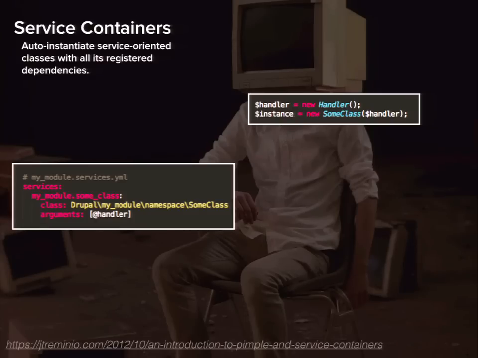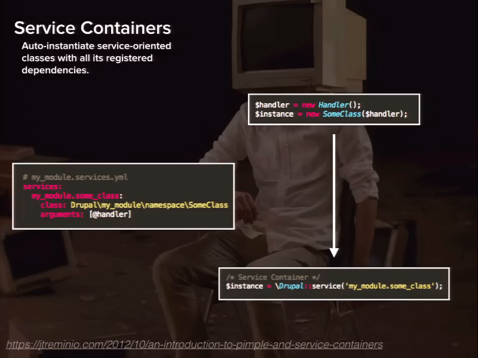So in my case with the sum class, inside of my module.services.yaml file is where I can basically describe my service. I'm providing a machine name, my module.sum class, and I'm defining where the class can be found, what the namespace is, and I'm passing in the arguments. My arguments are pointing to something called @handler, which is the machine name of the dependent service container. Somewhere out there, there is a handler service that's being described that will, in turn, describe its own dependencies, and it's just like daisy chaining across the board. And when I want to instantiate a sum class, all I have to do now is say, Drupal, give me the service, my module.sum class, and it will go ahead and do the instantiation for me.